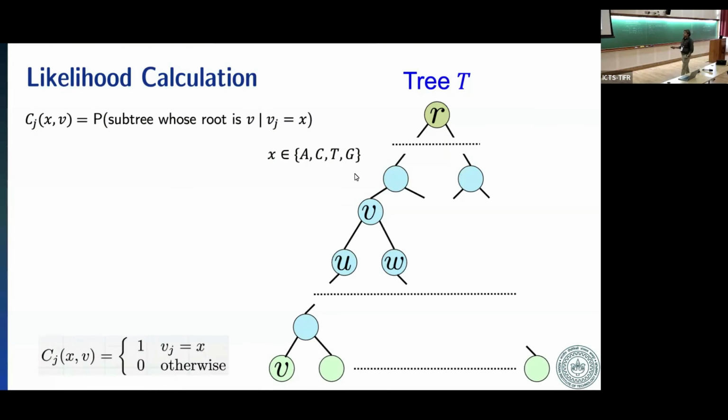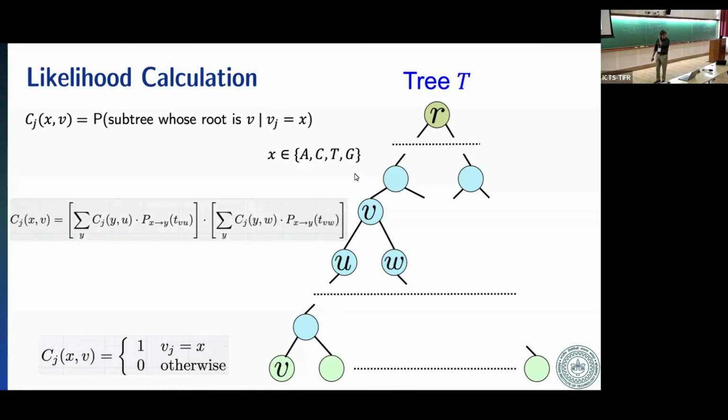Then we'll start from the bottom itself, that is at the leaf level. So at the leaf level, the data is observed. It's very simple. Whatever data is observed at this particular scenario, for that the partial likelihood is 1. So let's say if Vj is a, then Cj of v comma a is going to be 1, otherwise it is going to be 0, right? Because this is our observed data.